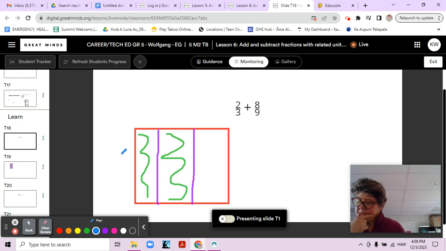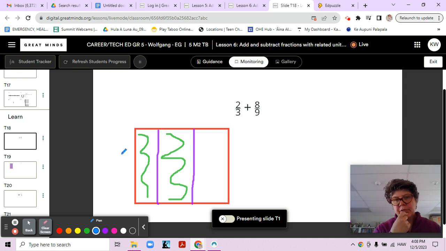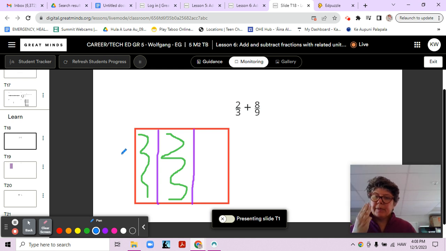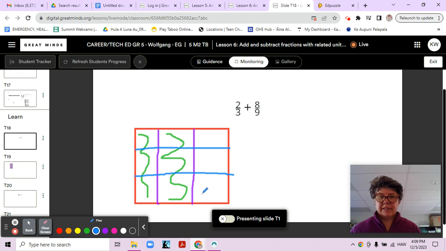So we already have 3 parts, right? How many equal parts must we partition each third to show ninths? Think about 3 times 3, right? When we multiply by 3, we're breaking it into 3 more parts. Ta-da! Now we have 9 parts, and it's still the same parts colored in, except now it's 1, 2, 3, 4, 5, 6, 6/9. So 2/3 is the same as 6/9. I kind of like that.